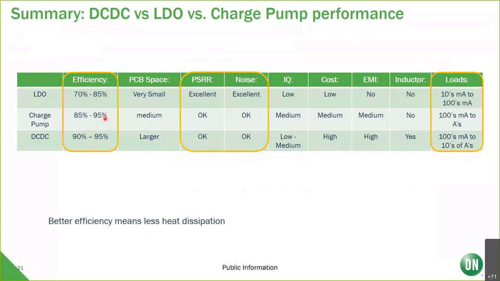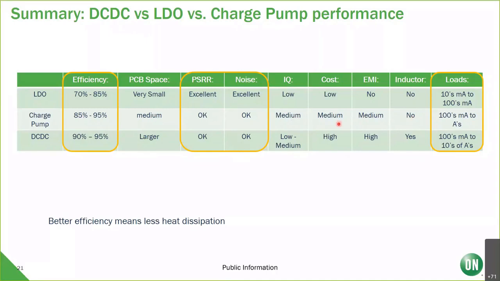If you want to go a little bit higher in efficiency, the charge pump is kind of a midpoint, or a little bit, I should say, closer to the DC to DC in efficiency. It's got medium, takes up more space, but not quite as much as the DC to DC. Similar PSRR and noise, similar IQ, medium cost, and no inductor. So that lowers the cost a bit because those inductors can be expensive and they're pretty big and they're tall.